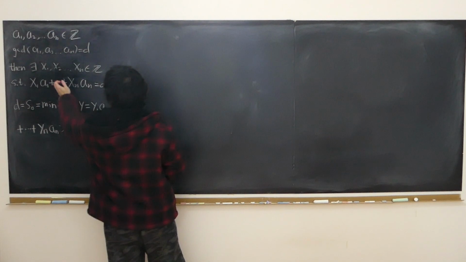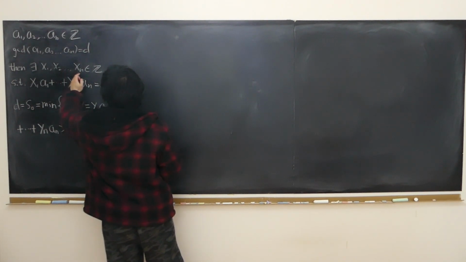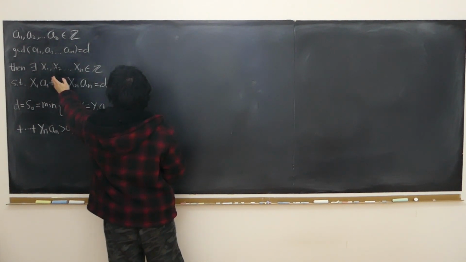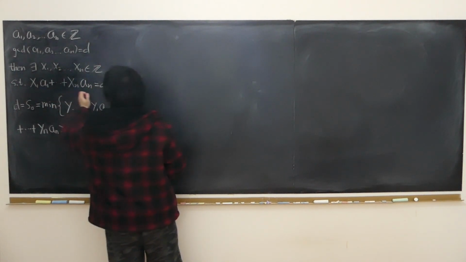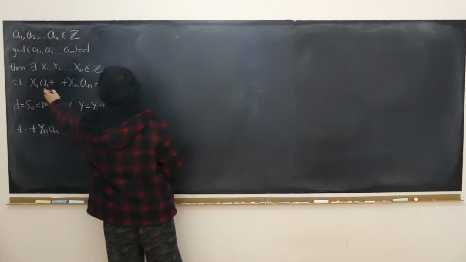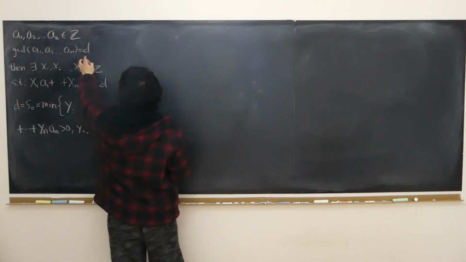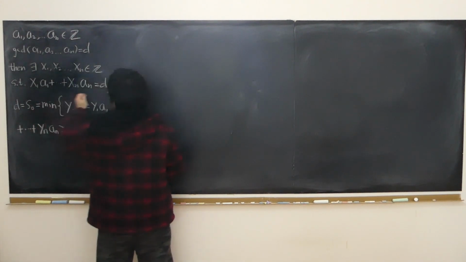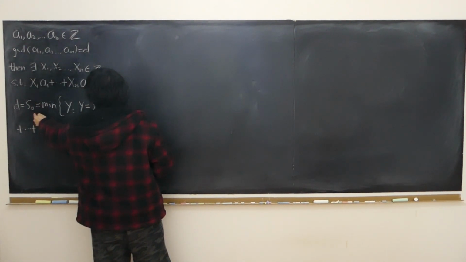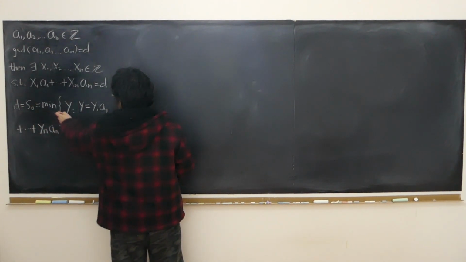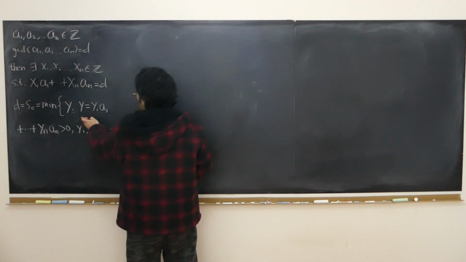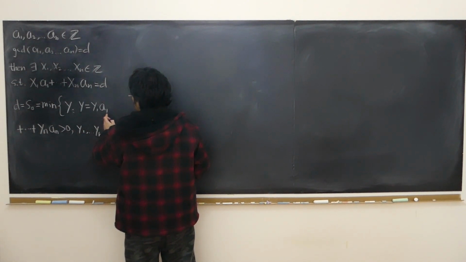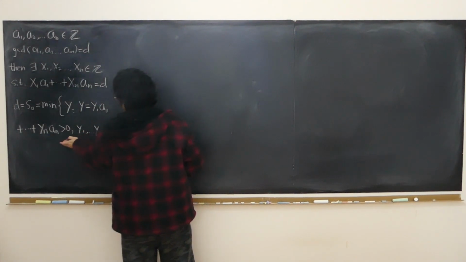And after we found these integers, even though we don't know exactly their numerical value, they exist, so that their linear combination equals exactly the GCD. Also, that GCD is equal to exactly S0, which is defined as the minimum possible positive integer from their linear combination.